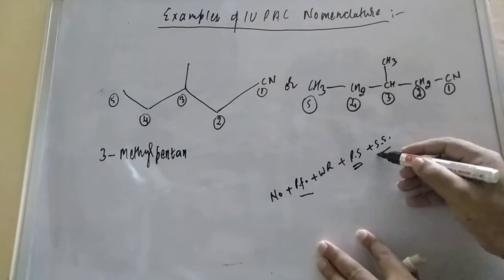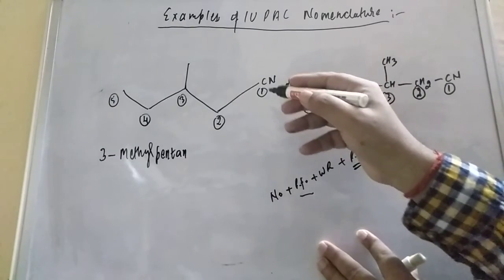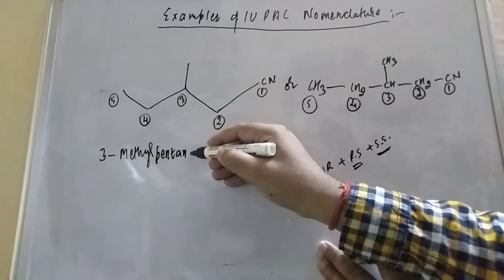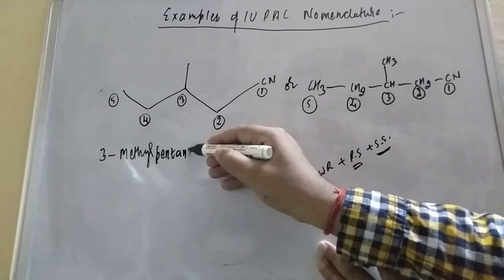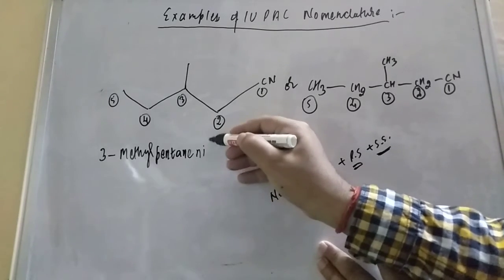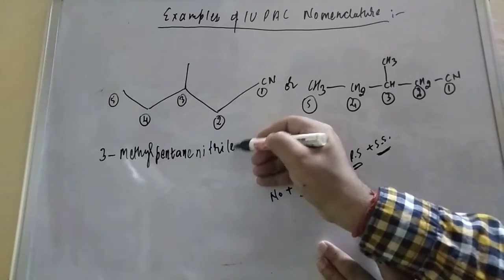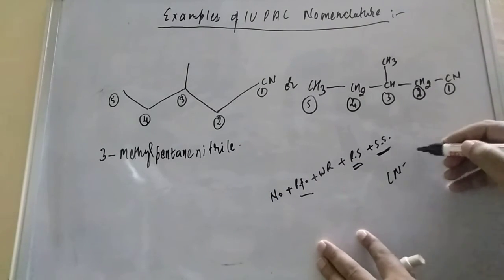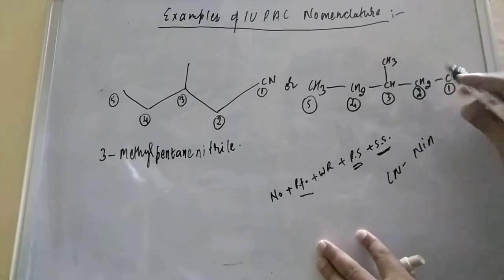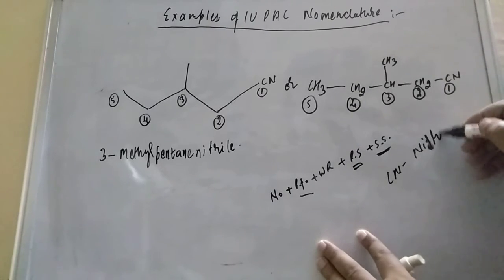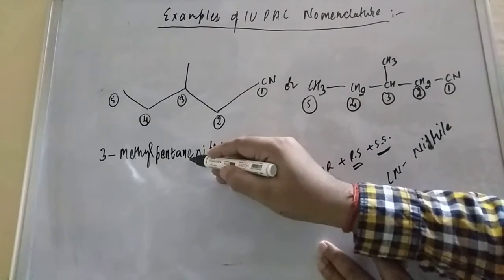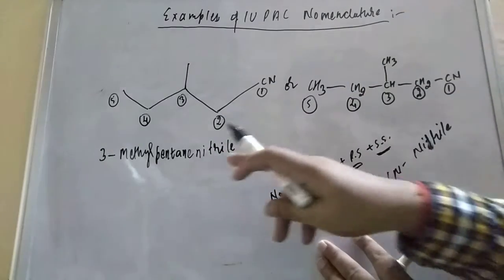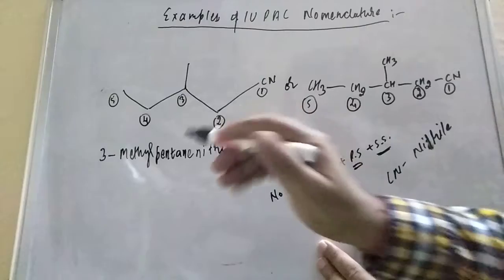And on first position, the CN group is there, so pentane, and then nitrile. This is the name. CN group means, if CN is there, the IUPAC name is nitrile, NITRILE. Dear student, here E I am not removing because N is a consonant, E is a vowel. Two vowels cannot be together, but one vowel and one consonant is possible.